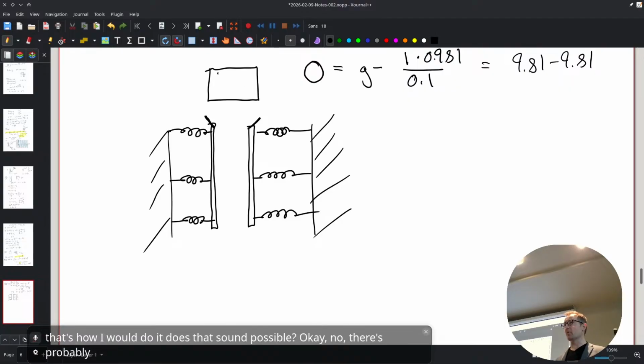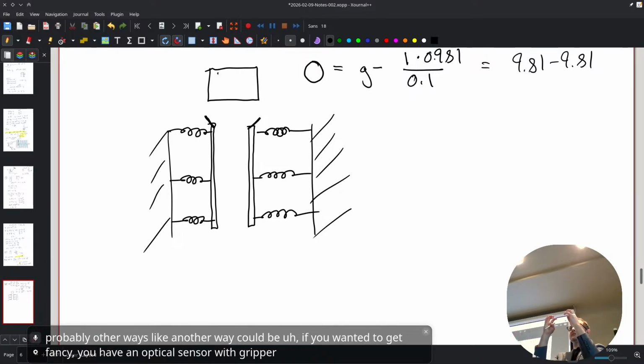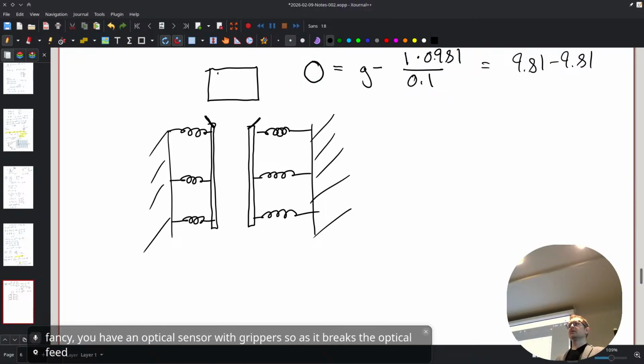There's probably other ways. Another way, if you wanted to get fancy, is you have an optical sensor with grippers. As it breaks the optical feed, the grippers slam onto it, and then they apply a certain amount of force, and that slows it down as it gets there.